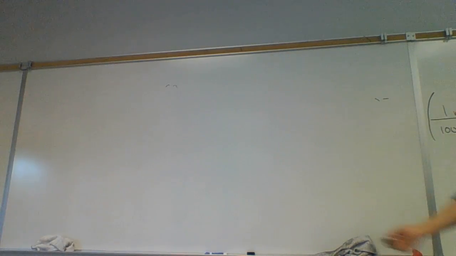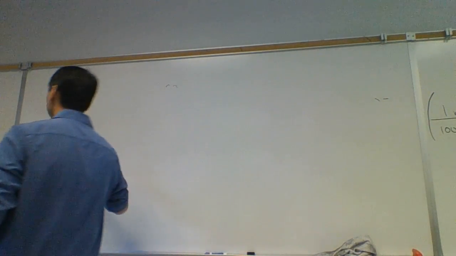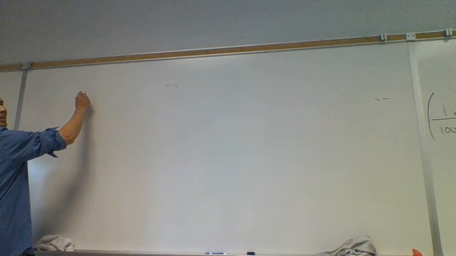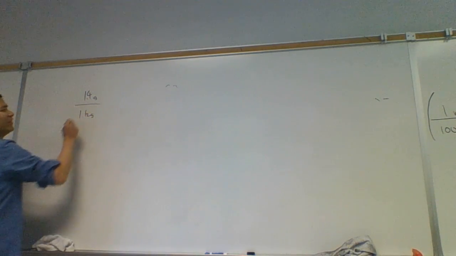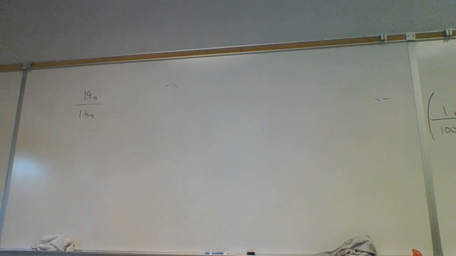And so in this case, it makes no sense. Can we go ahead and do this? 1.4 grams per kilogram per 1 kilogram. Does that make any sense to you? Is 1.4 grams the same thing as 1 kilogram? No, a kilogram has 1,000 grams. There's 1,000 grams in a kilogram.